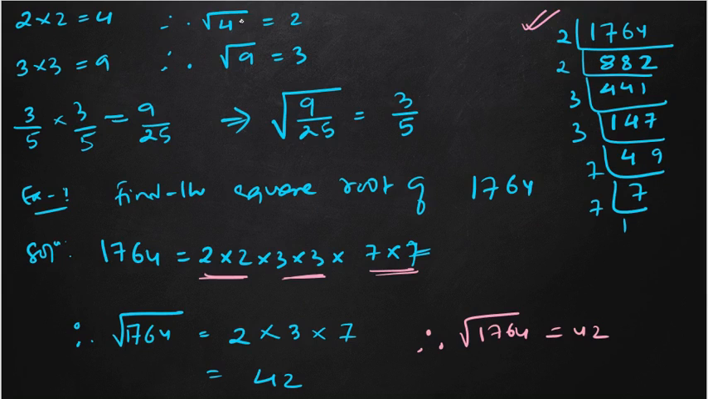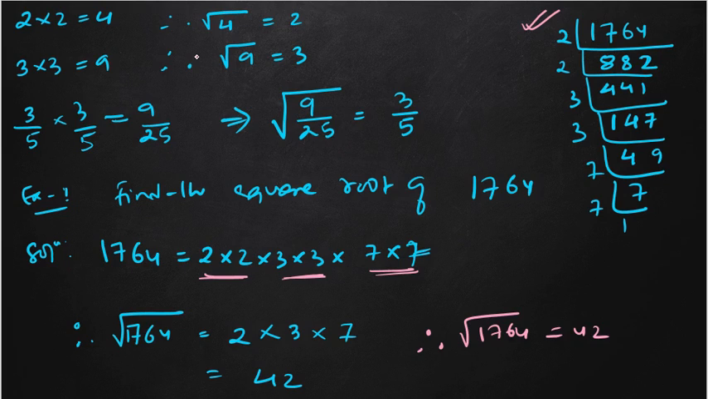Here also, square root of 4. If we multiply 2 with itself, the answer is 4. So we can say that the square root of 4 is 2. Similarly, if we multiply 3 with itself, the answer is 9. So the square root of 9 is 3. And if you multiply 3 by 5 with itself, the answer will be 9 by 25. So we can say that the square root of 9 by 25 is 3 by 5.